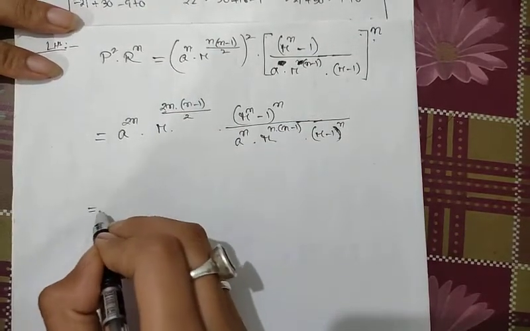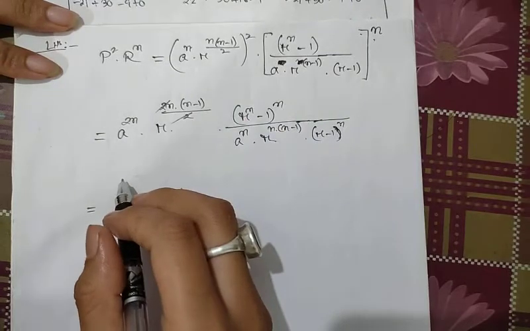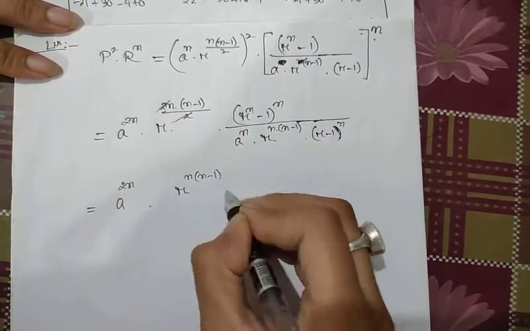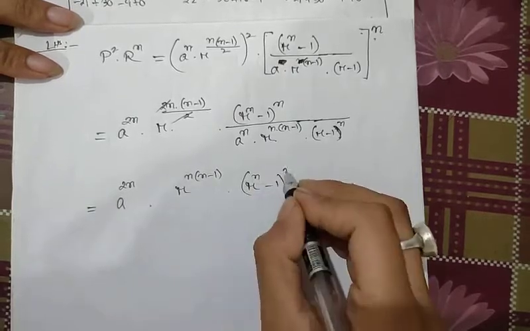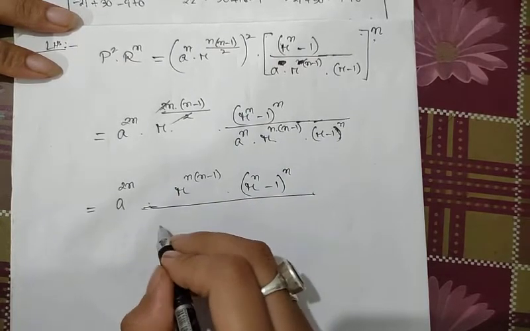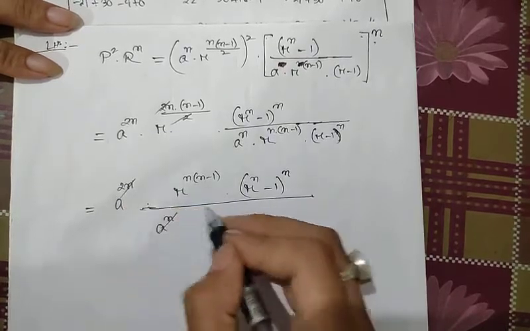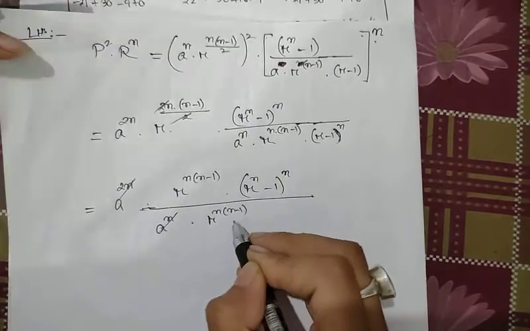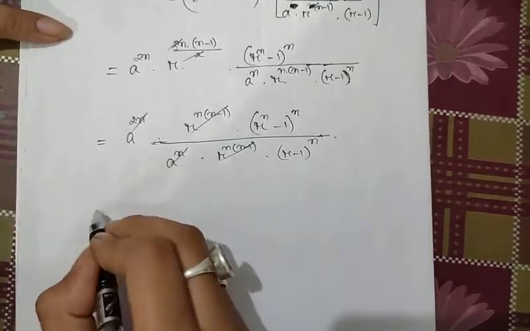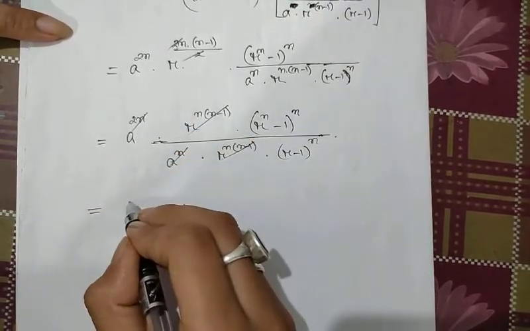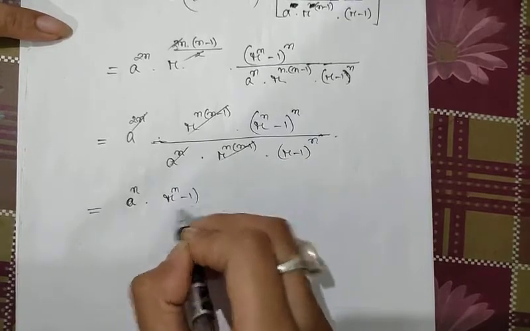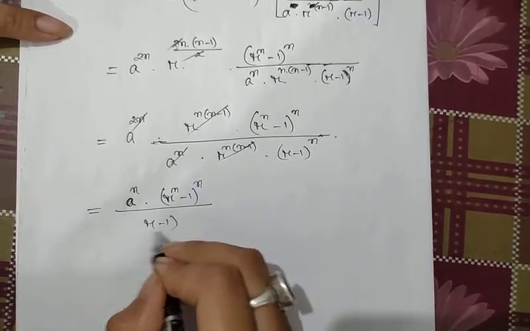So let us do some calculations. We have a to the power 2n, r to the power n into n minus 1, into r to the power n minus 1 whole to the power n. Next we have a to the power n in the denominator, so this a to the power n we can cancel. r to the power n into n minus 1 will get cancelled. Over r minus 1 to the power n. So we are left with a to the power n into r to the power n minus 1 divided by r minus 1 to the power n.